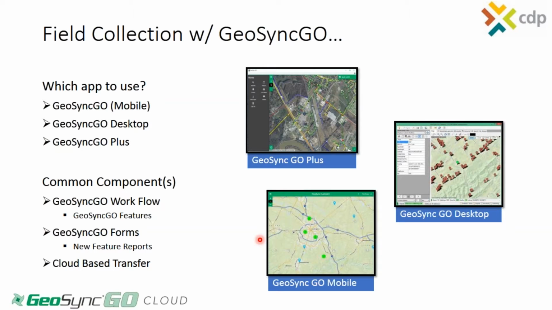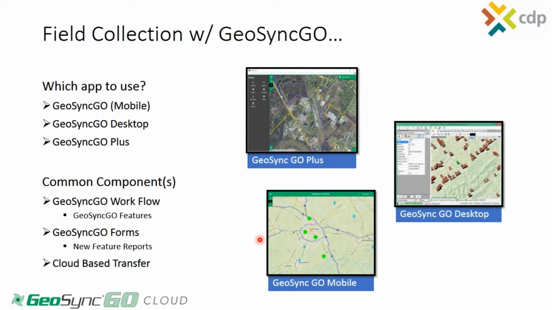Now, the common components between these are our GeoSync GO workflow, our database that is going to sit in the cloud, hosted in the cloud. That's our workflow database. It will be more of our data dictionary and our database that we will send the new features to in the cloud. It will be our container for our features.